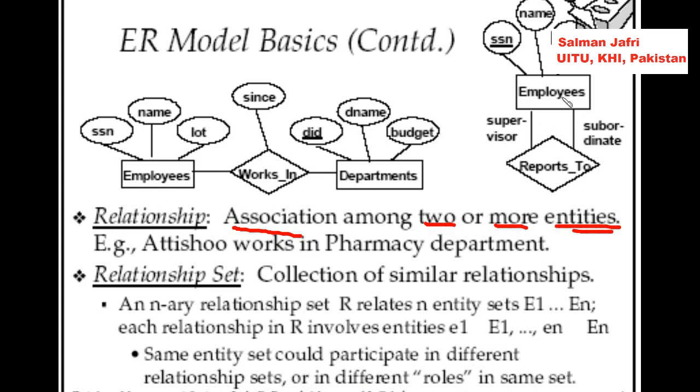For example, employees is the entity and reports to is a relationship. So the supervisor is also an employee and the subordinate is also an employee. So it is basically a unary relationship, because this relationship is between a single entity, which is employees. These things shown in circles are the attributes. When we talk about employees, the attributes are the social security number, name, and lot. The attribute of works in is a since field, and for departments, the attributes are department ID, department name, and budget.